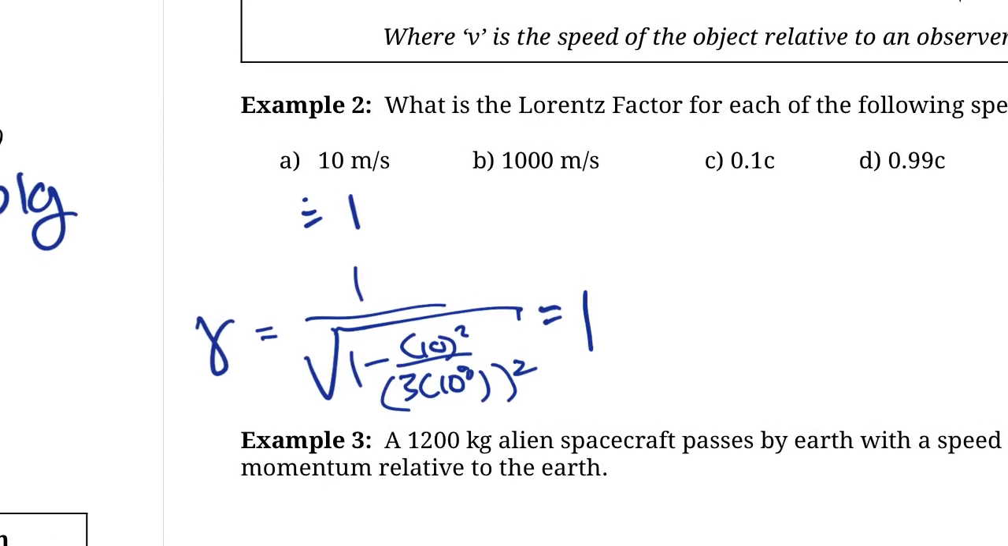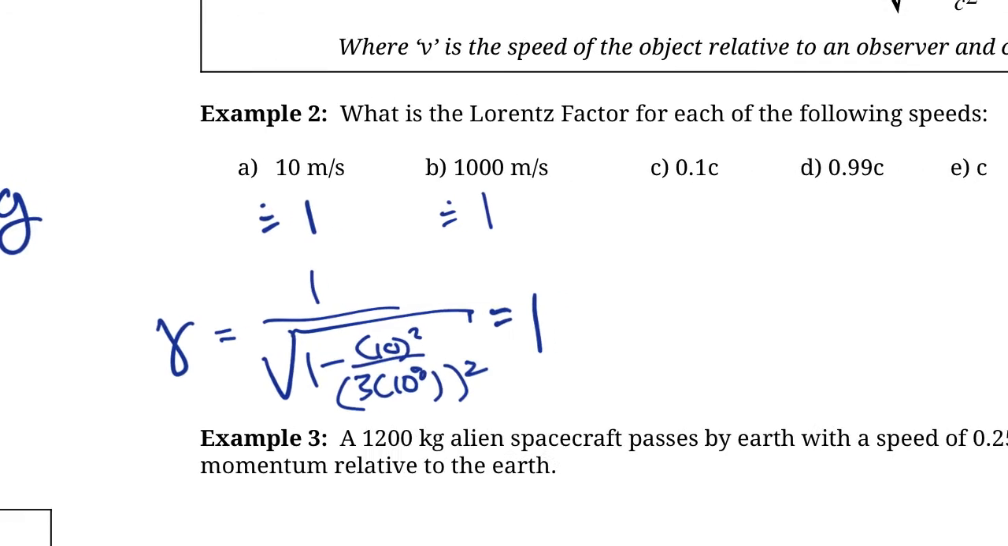So if we do the same thing for 1,000 meters per second, is that still going to be 1, or is that going to be something different? I don't know about you, but my calculator is still telling me it's about equal to 1. It just says 1. It doesn't actually give me 0.0000000. It's actually something slightly above 1, but even at 1,000 meters per second, it's not big enough to make any noticeable difference in those factors.